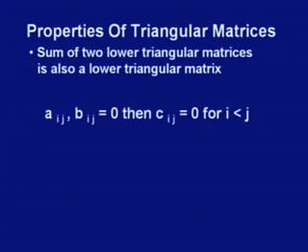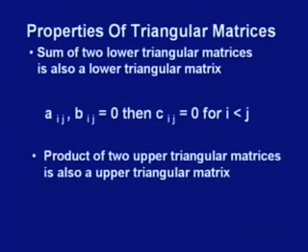Now a similar result is obtained for the upper triangular matrix, and that can be proved along the same lines, and the result is that the sum of two upper triangular matrices is also an upper triangular matrix. Now this is regarding the sum of two triangular matrices. Next, the result is that the product of two upper triangular matrices is also an upper triangular matrix.